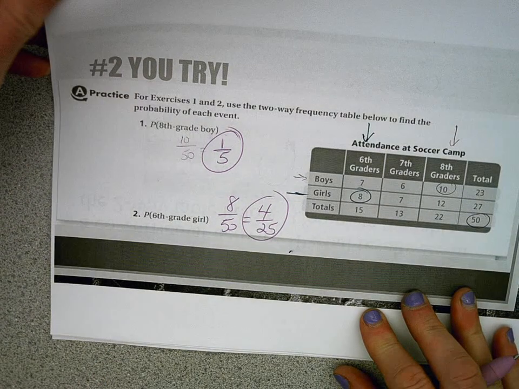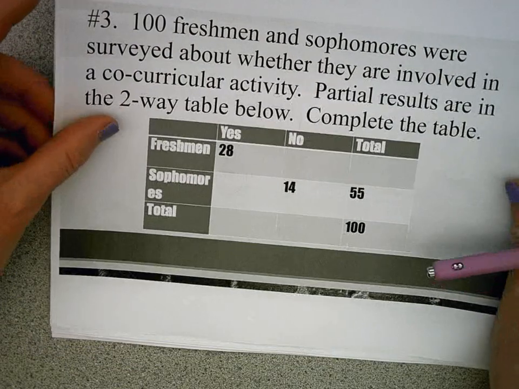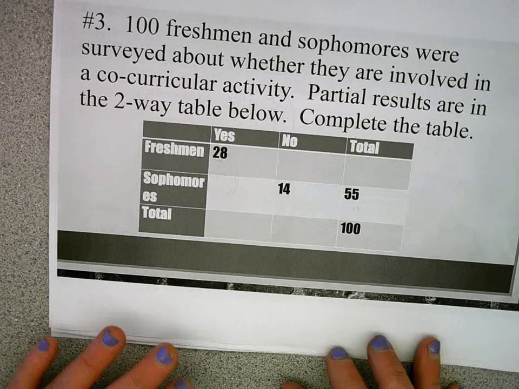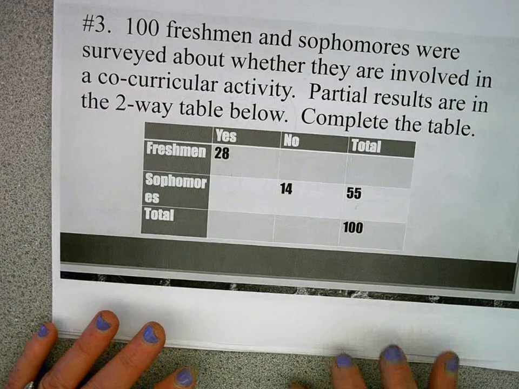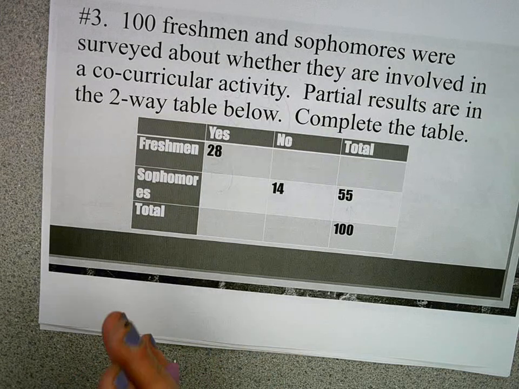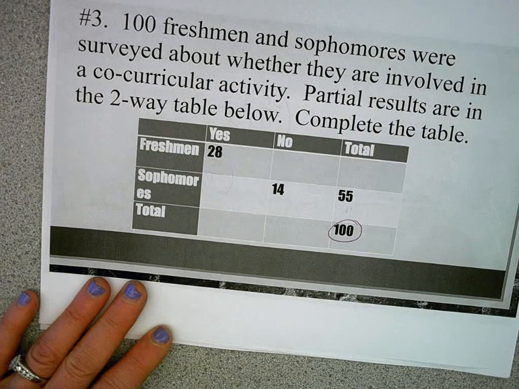At the bottom there is a two-way table that's not completely filled out. We're going to fill this out so that we understand how it's filled out, and I'll give you a better idea how it works. So 100 freshmen and sophomores were surveyed whether they are involved in co-curricular activities. This is the answers, but it's incomplete. We know there was 100, which makes sense what they said.